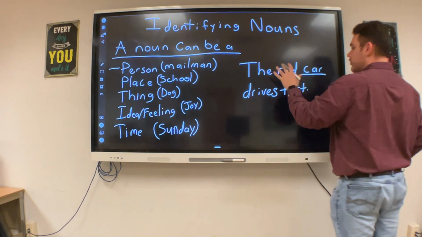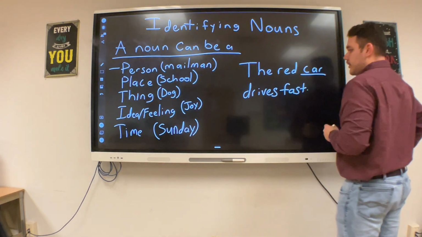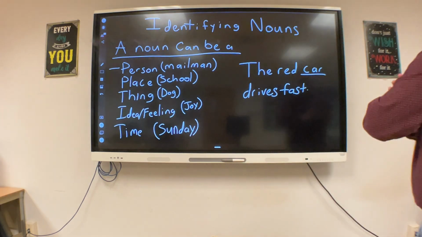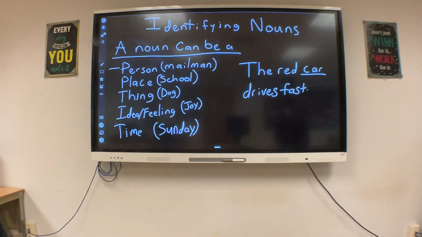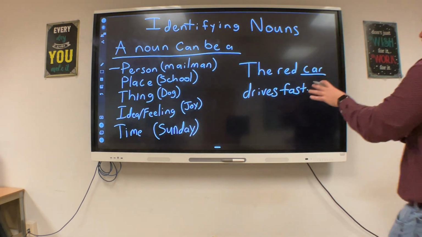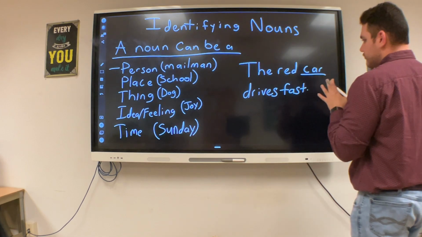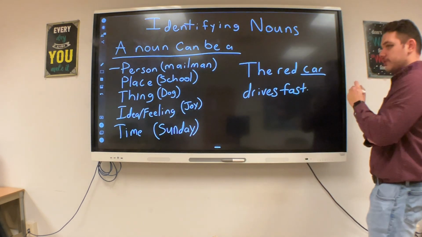We have the red car drives fast. And so in this sentence, car is going to be the only noun. Red is going to tell us what kind of car it is. Drives is going to be the verb. It tells us what the car is doing. But as far as actual nouns in the sentence, it's just car.